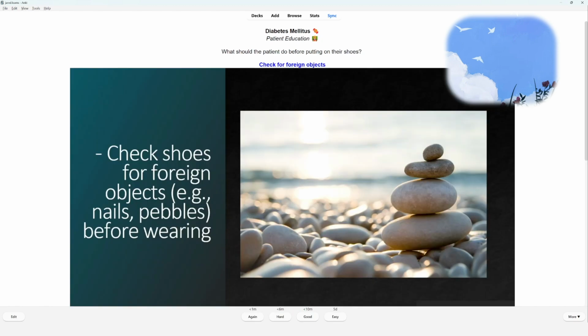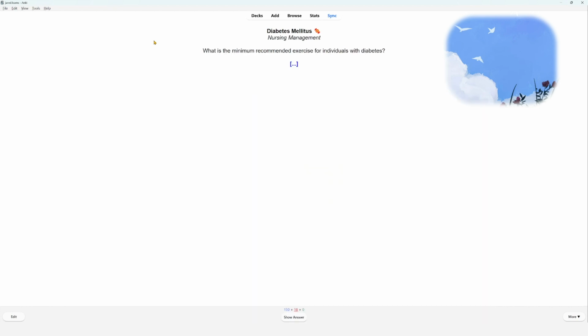I'm going to hit 4 on this one just because this is a very easy card. It's just to remind us. So if I hit 4, that's going to go into 5 days. The next time we'll see that.